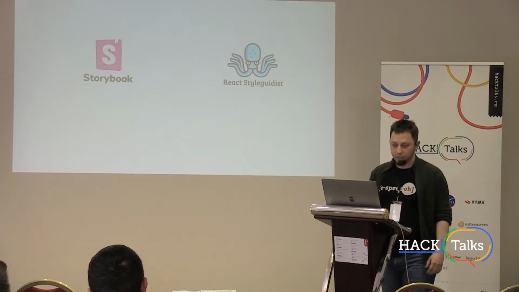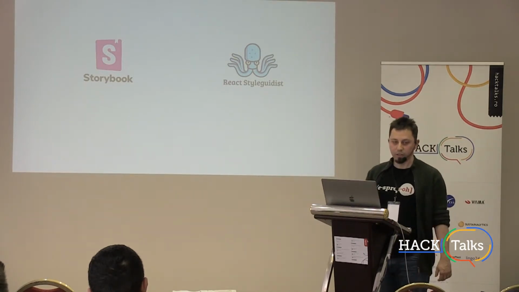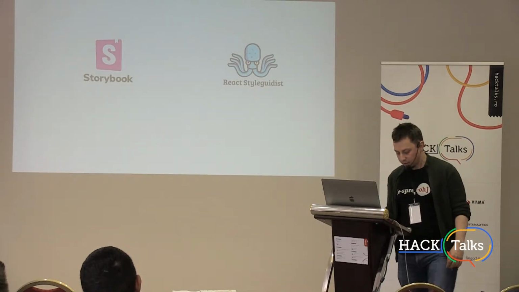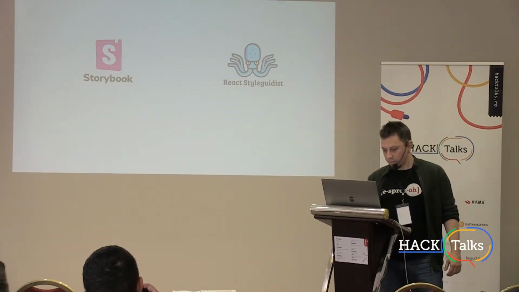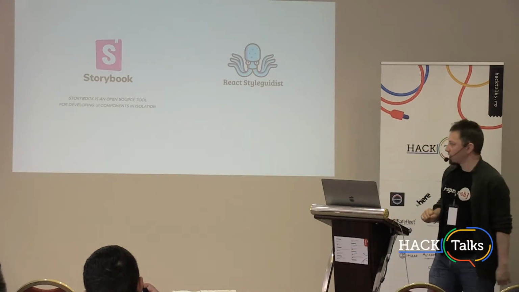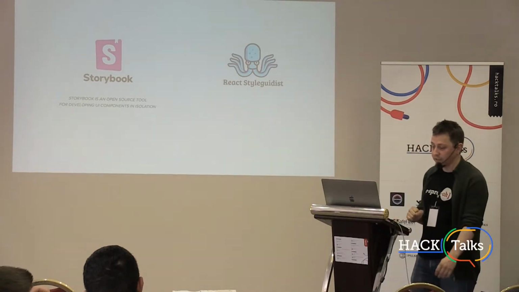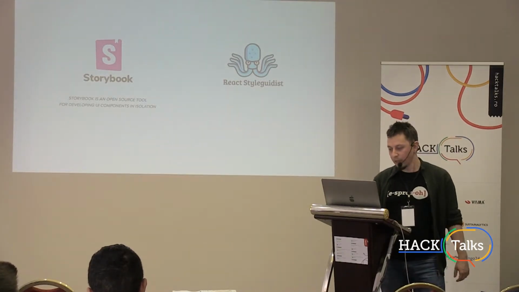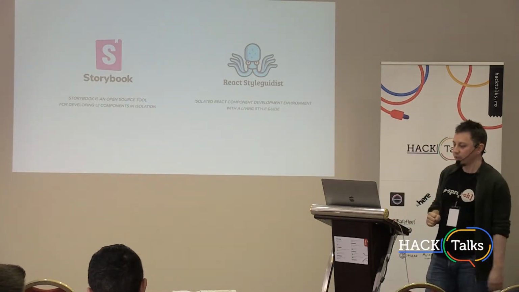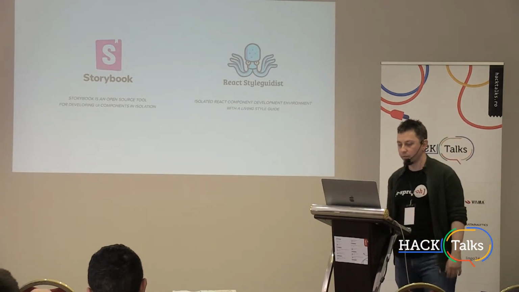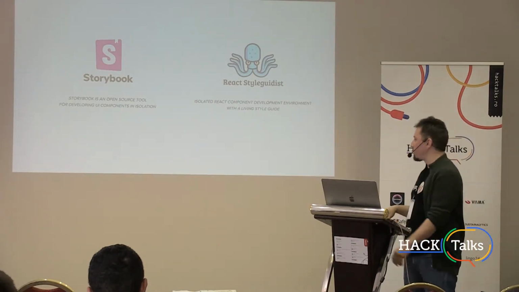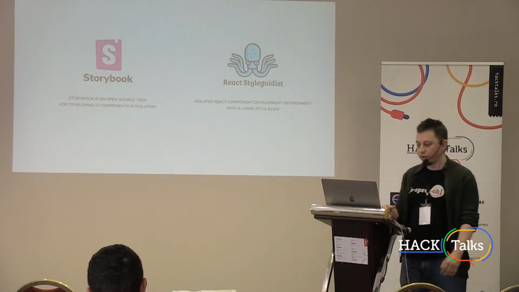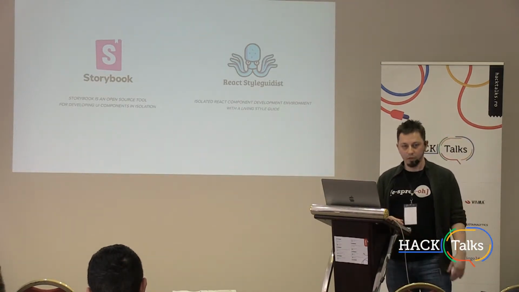So I have worked with two different solutions to these two different tools, Storybook and React Style Guidist. Storybook, they say about itself, is an open source tool for developing UI components in isolation, while React Style Guidist is an isolated React component development environment with a living style guide. Now, as the name implies, React Style Guidist is only for React. Storybook, you can use with any framework that you want.